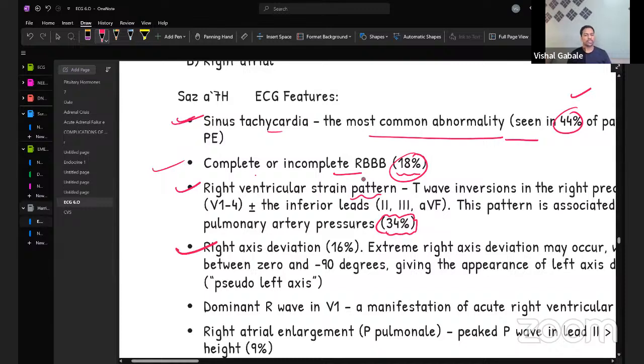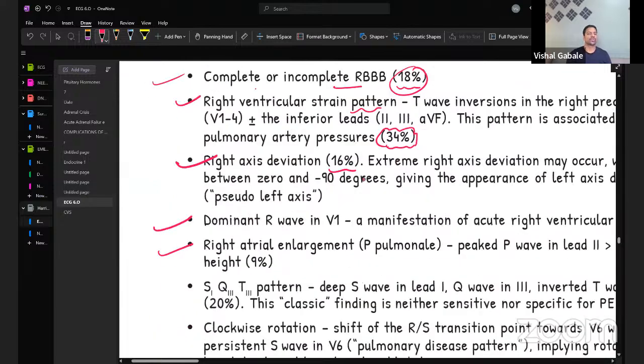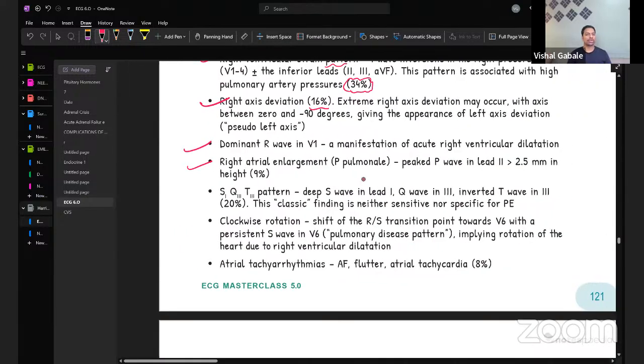Then right axis deviation. Somebody has mentioned right axis deviation as the most common finding. Then you have dominant R wave in V1 and then right atrial enlargement. Okay. And followed by your not very common S1Q3T3 pattern. It is seen only in 20% of the patients.